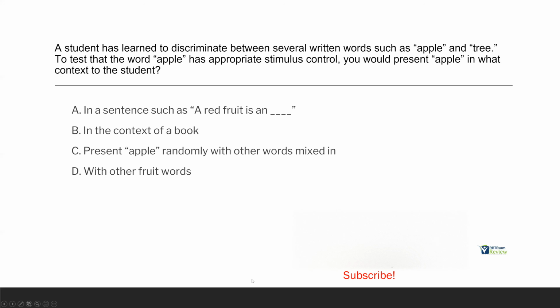With other fruit words, of course, you can use a lot of different clues. It's under the stimulus of a category, a lot of different things, okay? Not what we're looking for. This is a tricky question, okay? You've really got to think about what would appropriate stimulus control be? What does it look like? And how would I really test for that? And how you would test for that is make sure you're only showing the word apple. And then when they see the word apple, they read apple. Then we can say with reasonable doubt that we have stimulus control.